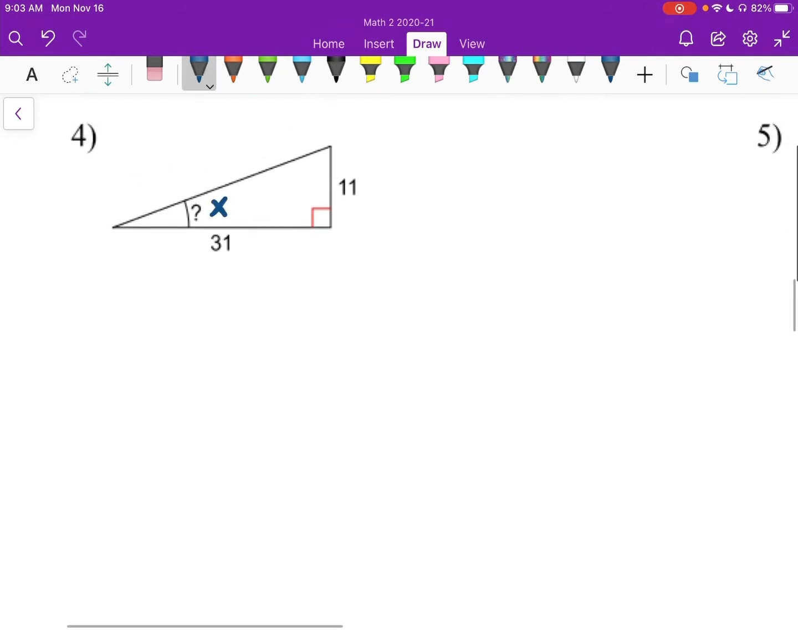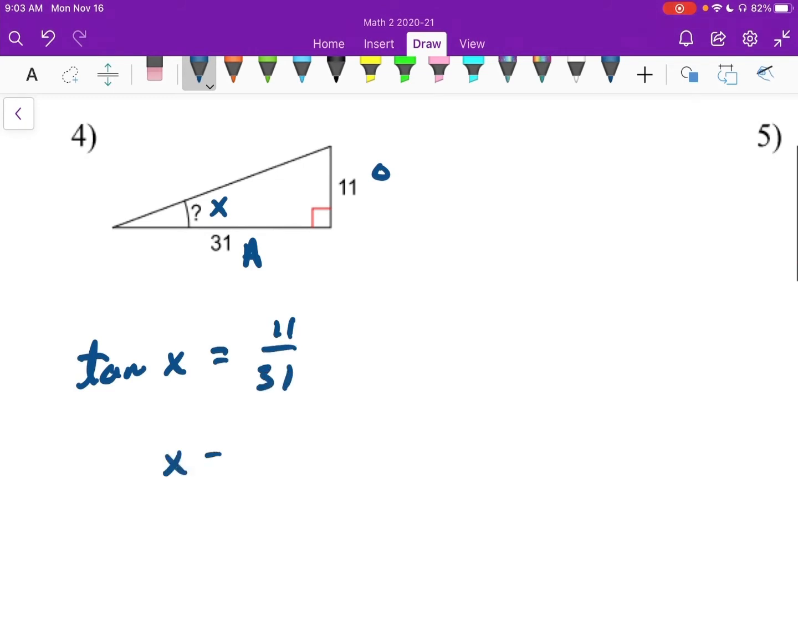Here's my variable. Here's the side opposite, and here's the side adjacent. And I label the sides because it's useful for me. I think it's probably going to be useful for you all too, so I highly suggest that we do that. Opposite and adjacent is tangent, so I'm going to say, well, tangent of x is 11 over 31.